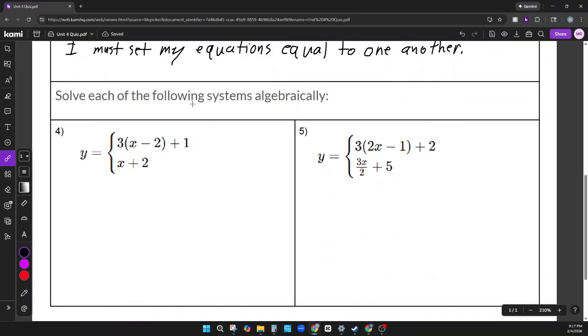So, as I said before, in order to solve a system of equations, being just working with more than one equation at a time, in this case, I'm working with two. In order to solve a system, I need to make sure both my equations are equal. And that happens by literally just writing 3x minus 2 plus 1 is equal to x plus 2. I'm literally setting one equation equal to the other, and now I solve.